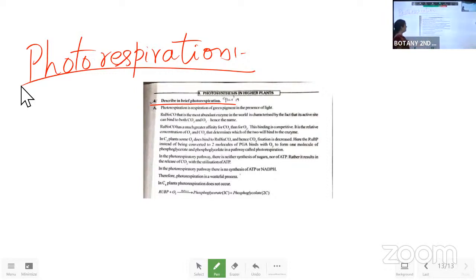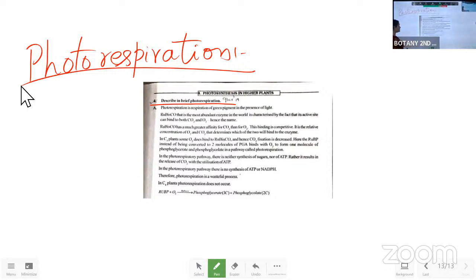Okay, that is photorespiration. That means respiration occurs in the presence of light. Photo means light. So first split the definition, make the definition by splitting the word itself. Photo means light, respiration means exchange of gases. So when respiration occurs in an organism in the presence of light, that is called photorespiration.